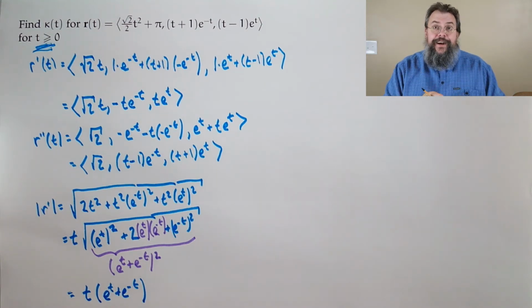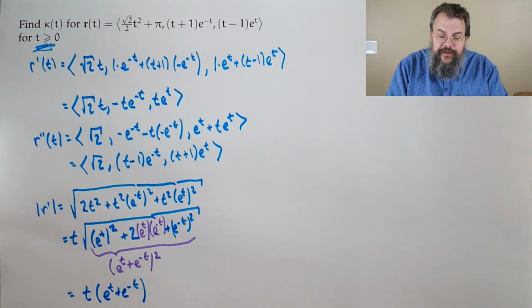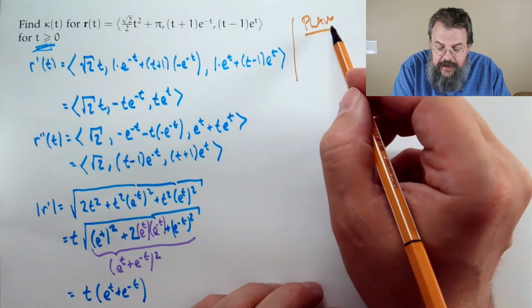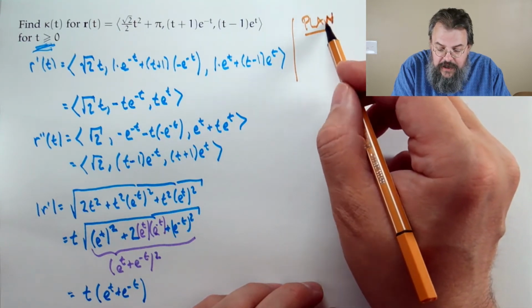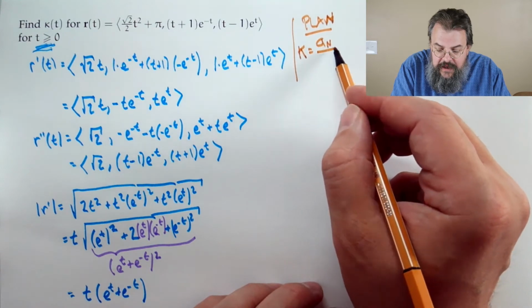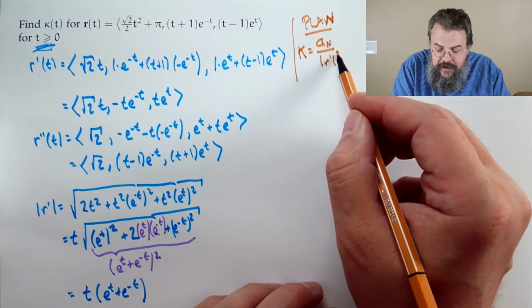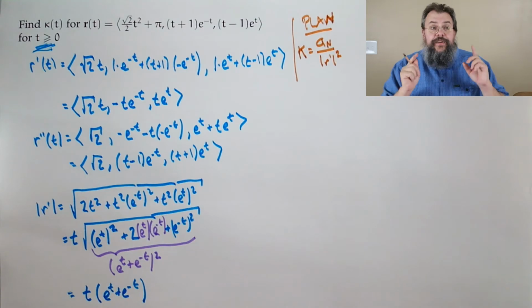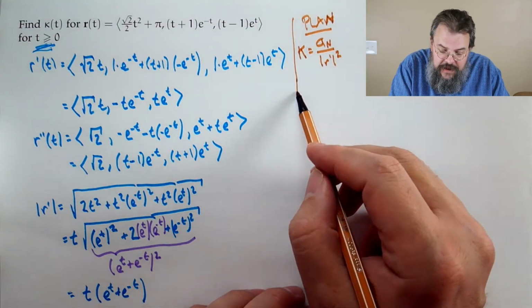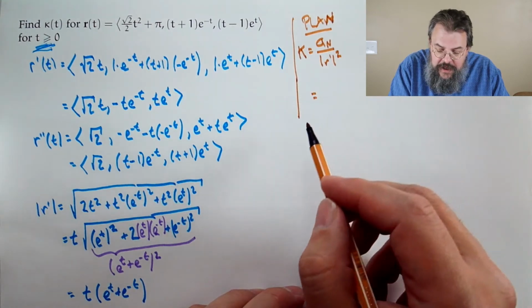So we say, okay, we have a plan. Our plan is we're going to say that our curvature, kappa, is a sub n over magnitude of r prime squared. So that's the direction we're going. Okay, so we need to get there.